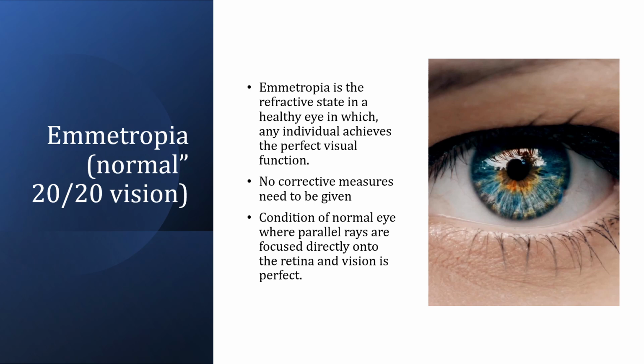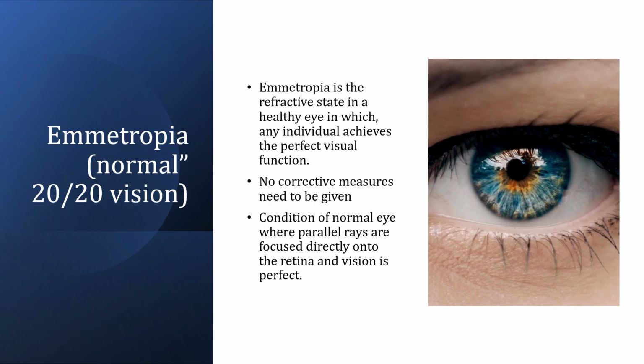Emmetropia is the refractive state in which a healthy eye in any individual achieves the perfect visual function. No corrective measures need to be given. It is a condition of a normal eye where parallel rays are focused directly onto the retina and vision is perfect. Over 50% of all people have emmetropia.